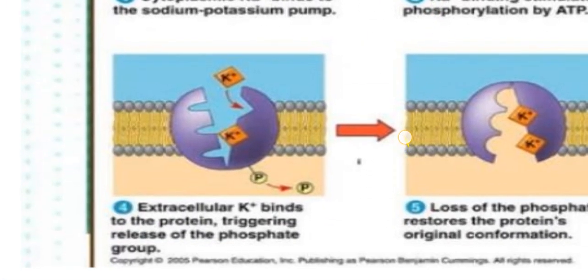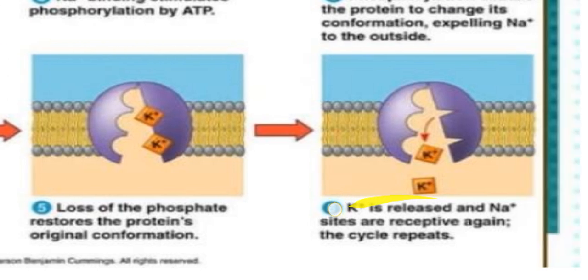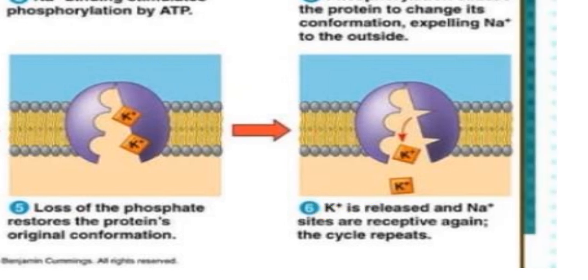Next, extracellular K+ binds to the protein, triggering release of the phosphate group. Loss of the phosphate restores the protein's original conformation. K+ is released and the Na+ sites are receptive again. The cycle repeats.